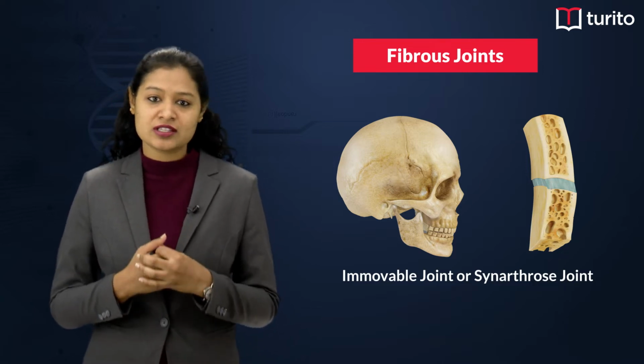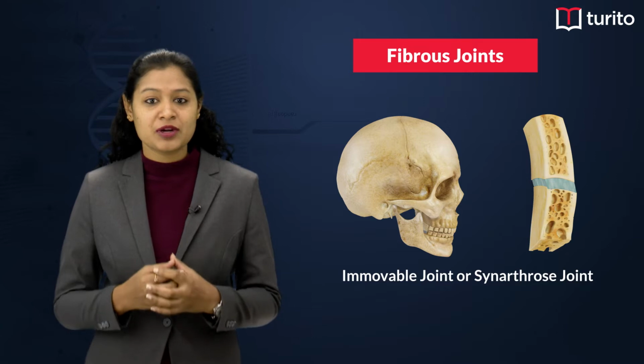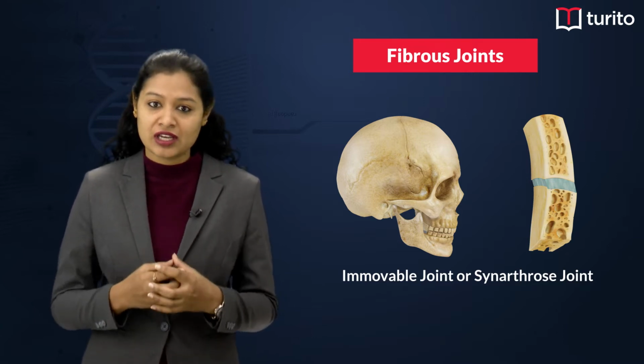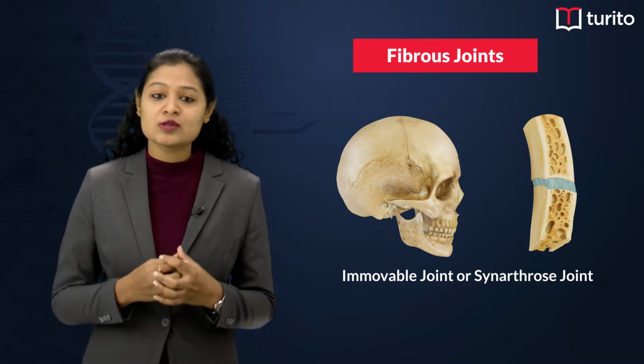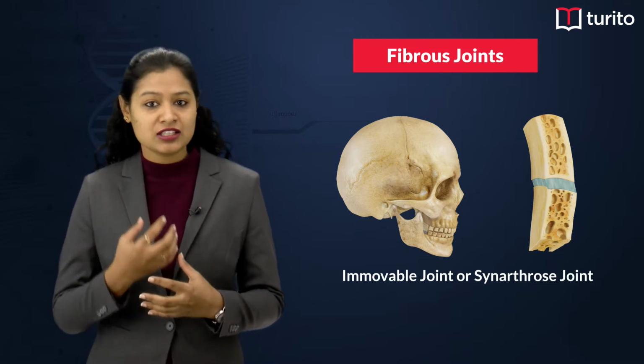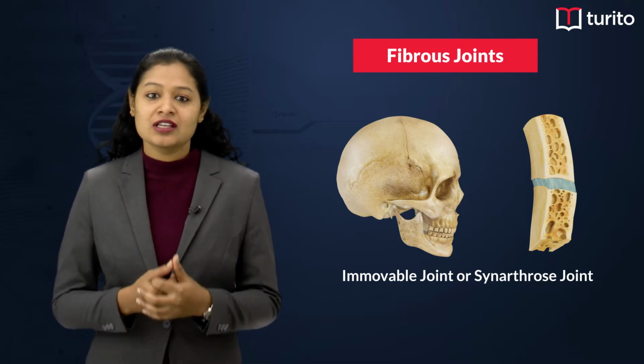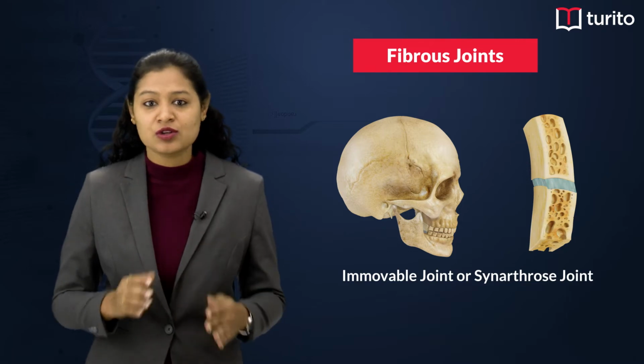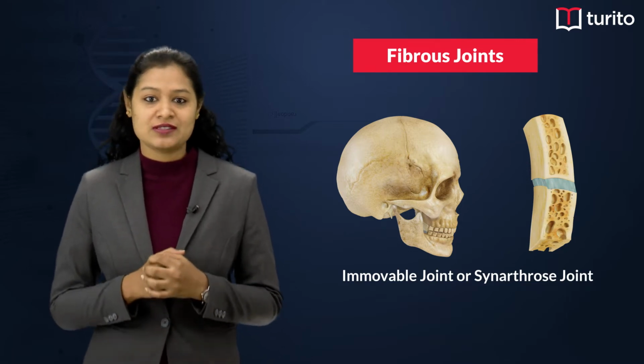Now where are these joints present? We see that these are present as sutures in between the cranial bones of the skull, and also it is present between the tooth and the jaw socket of your mouth. So these joints are absolutely immovable and very strong joints.